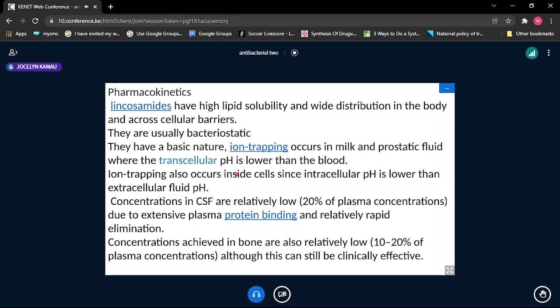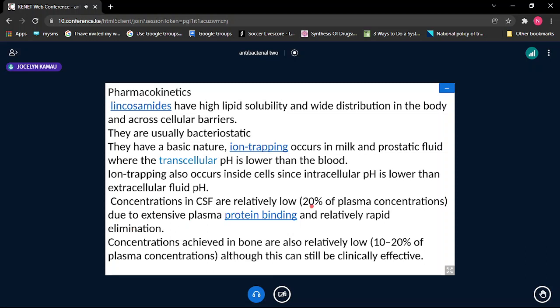So the ion trapping is coming in because these drugs are slightly basic, and the pH within the different cavities changes. The intracellular pH could be lower, more acidic, so the drugs are protonated, and therefore they will be trapped.